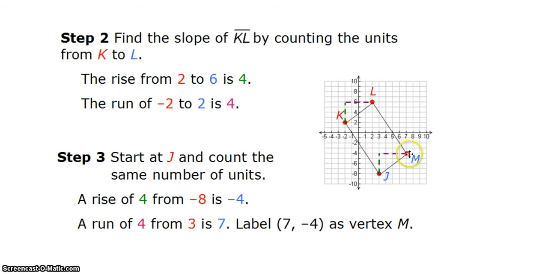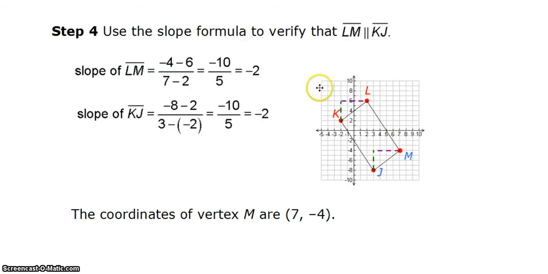So we can start from the known vertex J, rise 4, run 4, and boom, we have our M. To confirm that we have the right vertex, we can check out the slope of KJ and compare it to the slope of LM, right? And that would confirm that we have 2 pairs of parallel sides. So that's exactly what they do. LM, the slope, is found to be -2. The slope of KJ is also found to be -2. So we have confirmed that M is at the right location, 7, -4. Good.